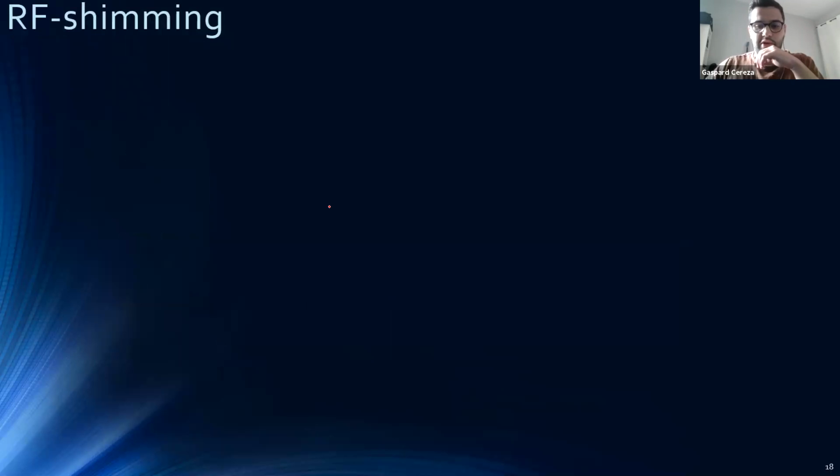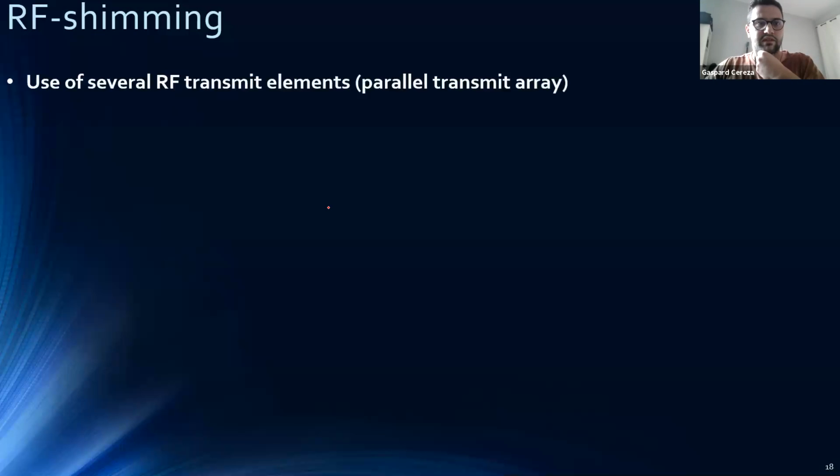So now we'll talk about RF shimming. RF shimming is a method that is based on the use of a parallel transmit array.